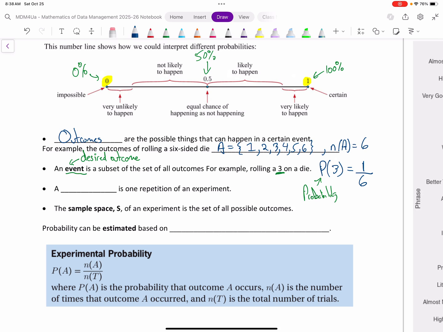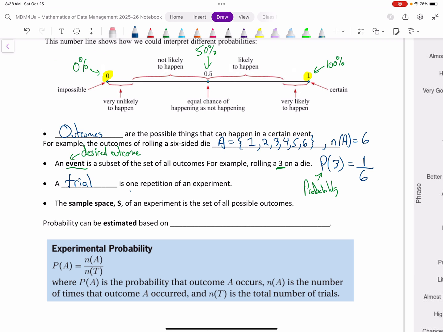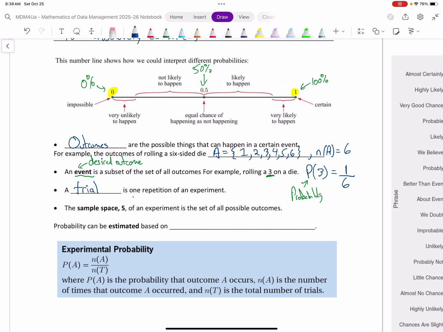Sometimes you can't do that, and sometimes it's like if you were testing a drug or something like that, it's impossible to get the theoretical probability. And so sometimes you have what's called experimental probability, where you have to do things called trials. And a trial is just one experiment or one repetition of an experiment that you can then use to figure out probabilities.